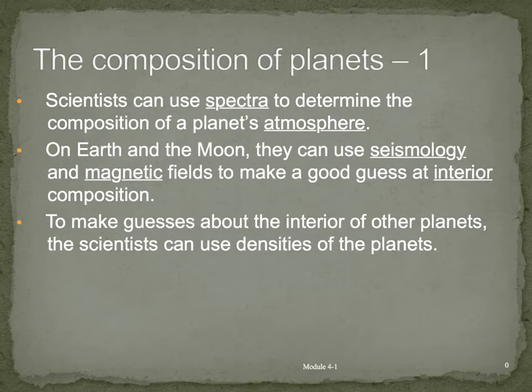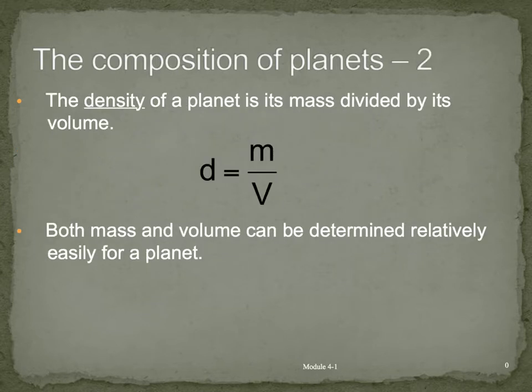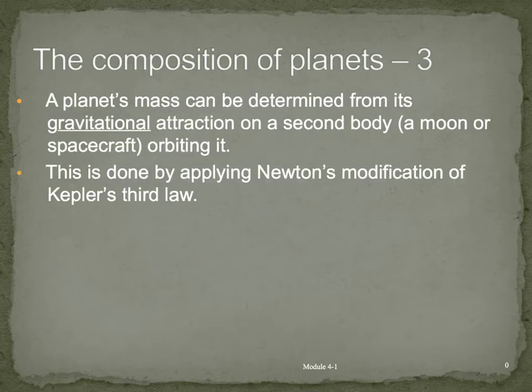On Earth and the Moon, we can also use seismology and magnetic fields to determine the composition of the interiors. To make educated guesses about the interior of the planets, scientists can use the densities of the planets. The density of a planet is its mass divided by its volume. Both mass and volume can be determined relatively easily for a planet. A planet's mass can be determined from its gravitational attraction on a second body, such as a moon or spacecraft orbiting it. This is done by applying Newton's modification of Kepler's third law.